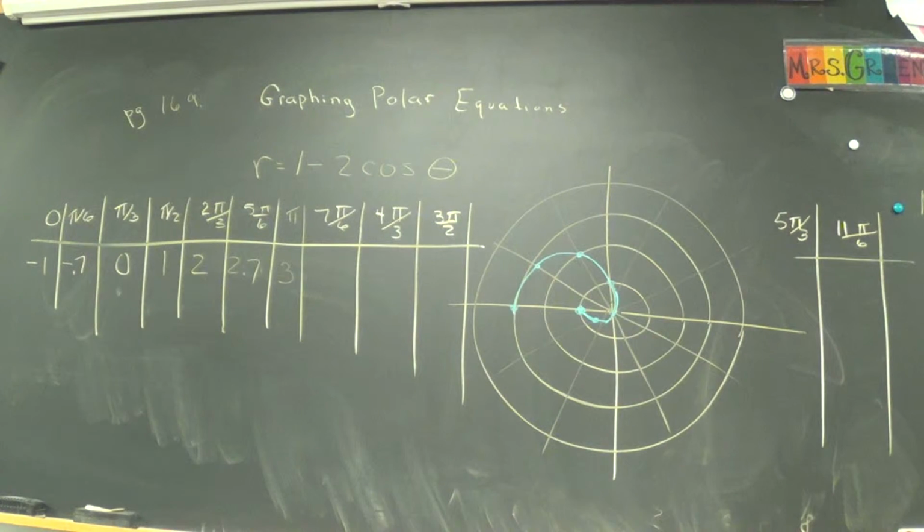Alright, we need 7 pi over 6. Negative 2? Alright, try that one. Not again. I have a positive 2.7 for 7 pi over 6. Try this again.